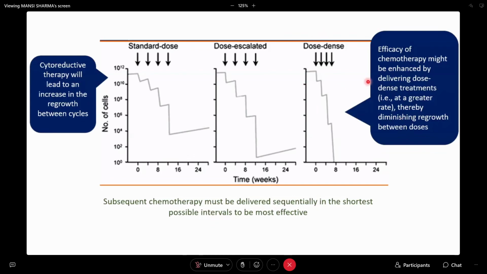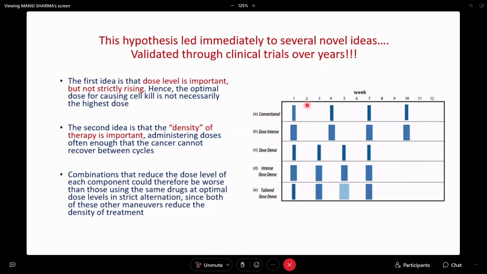What dose dense regimens do is you start giving the drugs very close together. So you try to get the tumor in that phase where the log kill is going to be greatest, in the exponential phase. So the subsequent chemotherapy must be given sequentially in the shortest possible intervals to be most effective. These hypotheses led to several novel ideas which were validated through clinical trials over the years. The first idea is that dose level is important, but you don't need to escalate each time to get the maximum effect. You need to know when to give it and how to give it.